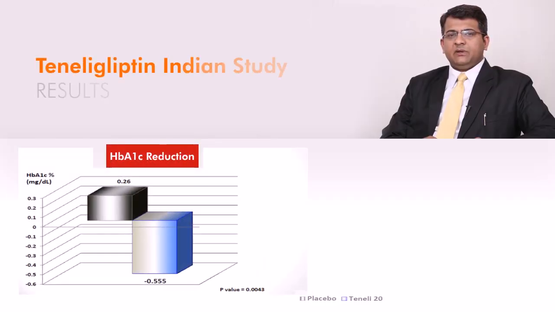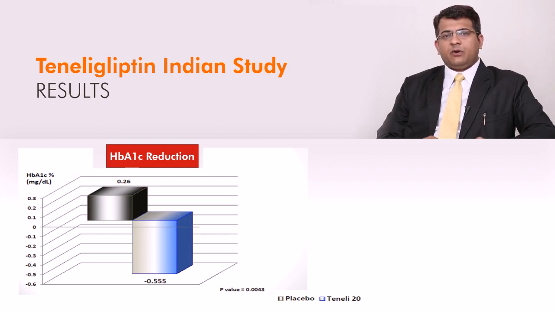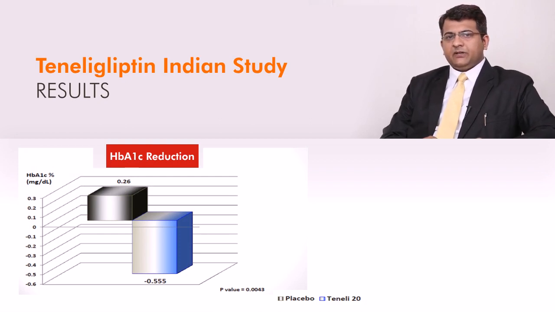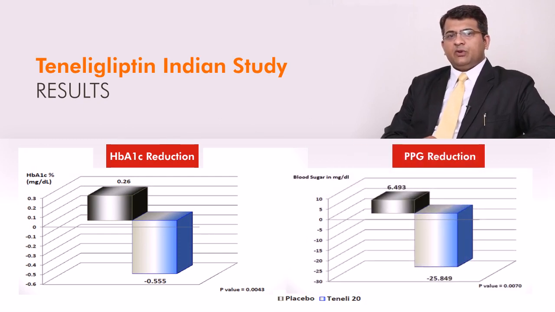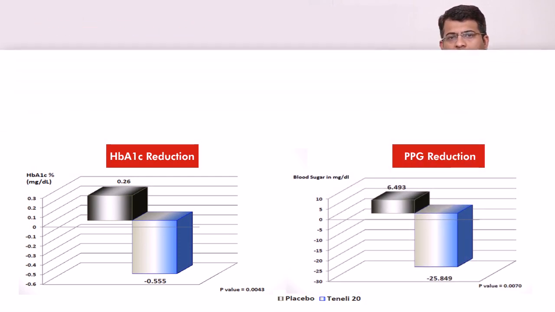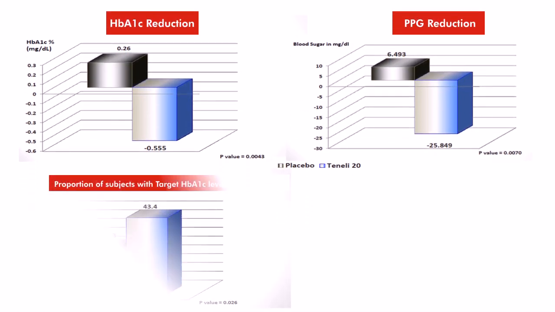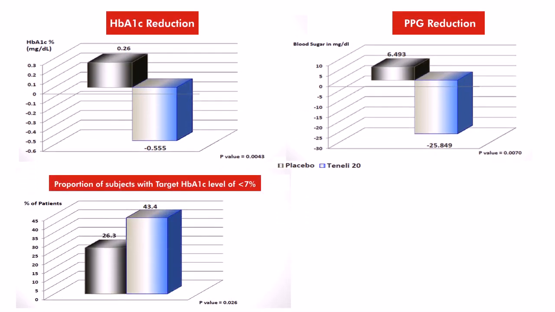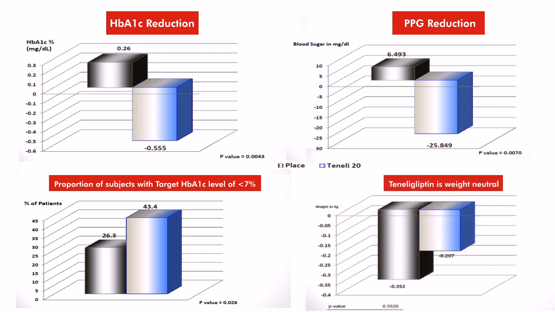The results: the HbA1c reduction was by almost 0.55% with teneligliptin 20 mg monotherapy for 16 weeks. The FPG reduced by almost 26 mg per deciliter. If you look at the percentage of patients achieving the predefined target of HbA1c less than 7%, almost 43% of patients achieved this target, which is quite a good number if you look at the monotherapy design of the trial. And we also looked at the effect of teneligliptin on weight, and like other gliptins, it is found to have weight neutral activity or weight neutral property.